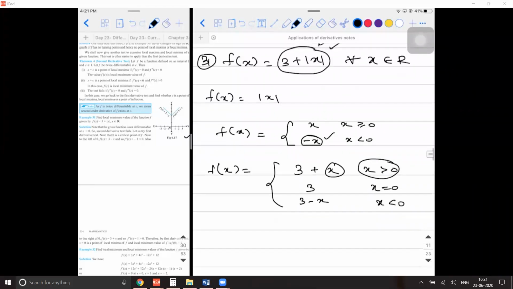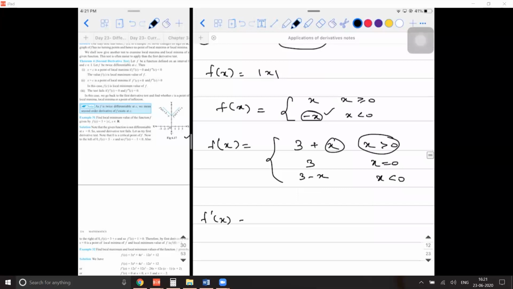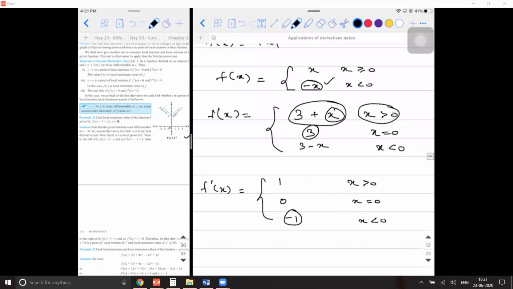Right. Now, if I do f dash of x, so what is f dash of x? So I can do it like this. It is 1, 0 and minus 1. Means I differentiated this separately, I differentiated this separately, I differentiated this separately. For the value x greater than 0, for the value x equal to 0, for the value x less than 0. Right. So is there anything that I can conclude from this? So if you observe here, f dash of x is independent of what? It is independent of x.